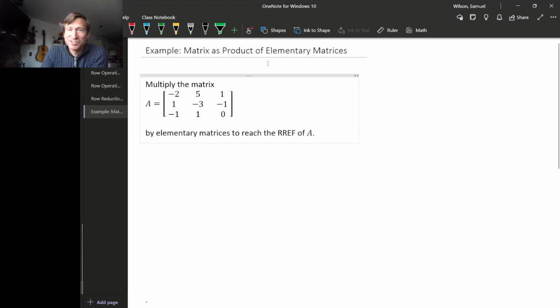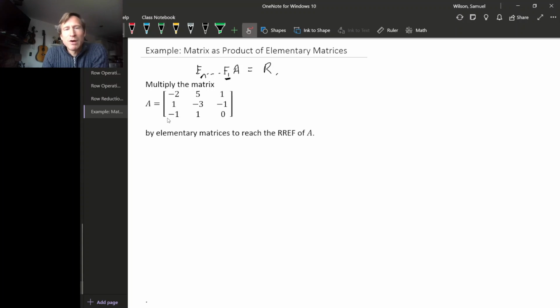To see how row operations and elementary matrices and matrix multiplication all fit together, let's actually work out an example. So here's a matrix A. Let's multiply this by elementary matrices to produce the reduced row echelon form of A. In other words, starting with this matrix A, let's come up with the appropriate elementary matrices so that multiplying all of them together like this, down to E_R, produces the reduced row echelon form of A. Remember that to figure out what these elementary matrices are, we just need to think about what row operation we want to do, because these elementary matrices correspond to row operations.